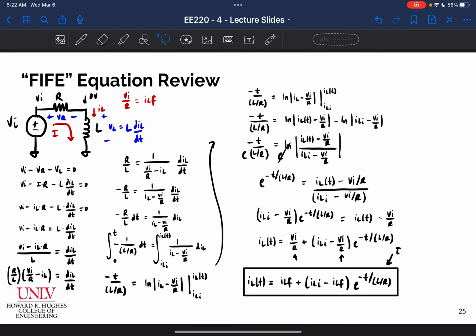Of course, I'm just going to reiterate this one more time. I don't expect you to know how to derive this. I will expect you to know how to use the FIFE equation for RL circuits to determine the current, similarly to how we used it for determining the voltage across the capacitor in the RC circuits.